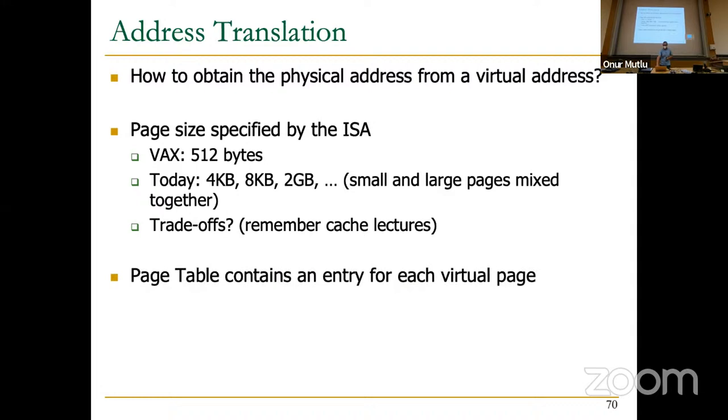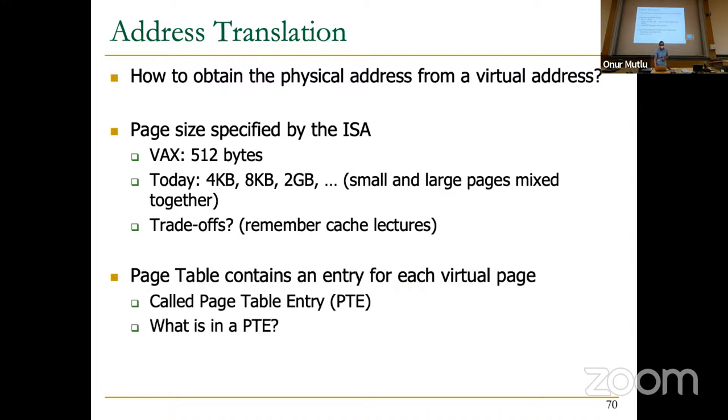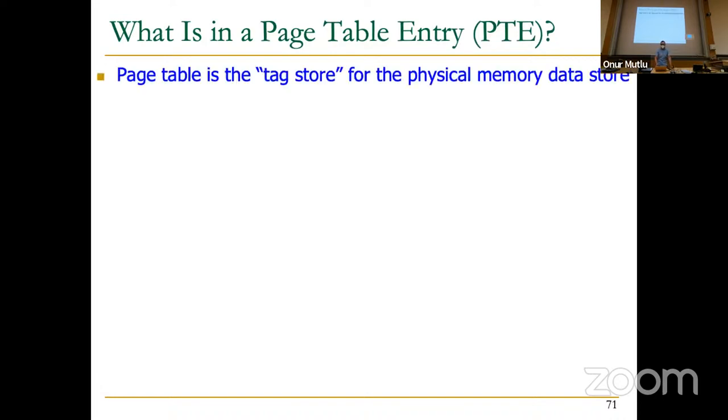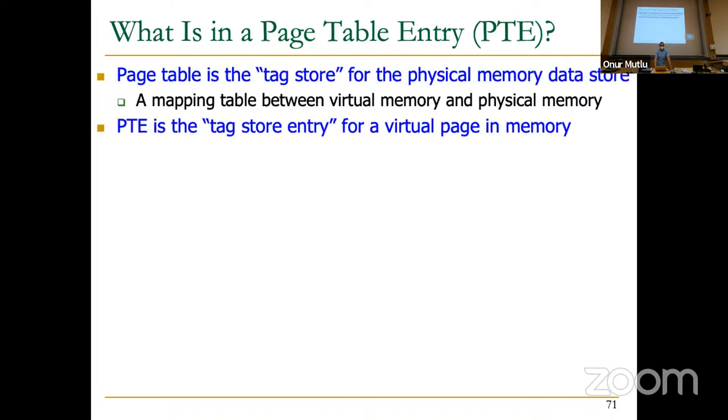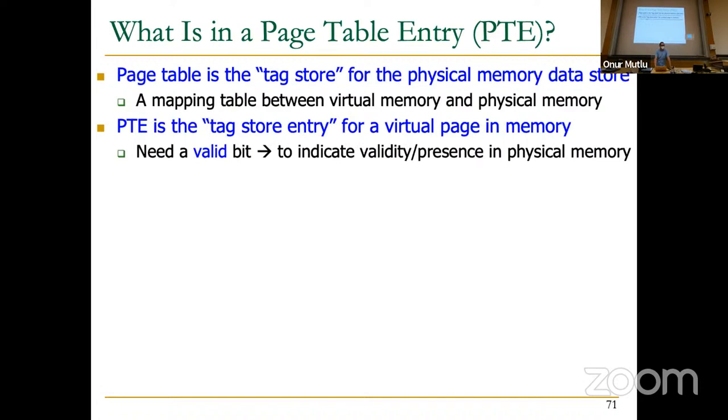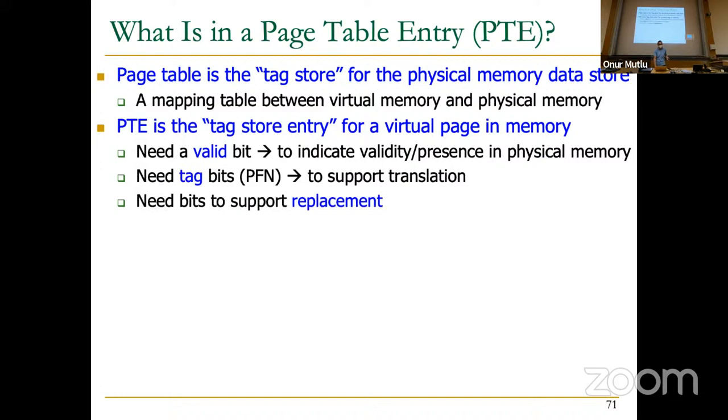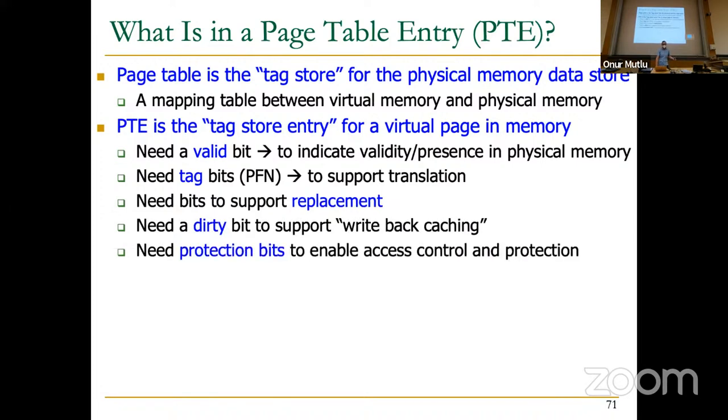Page table contains an entry for each virtual page, and this is called a PTE, as we discussed. What's in a PTE? Let's talk about that a little bit. We saw the valid bit, the physical page number, and the dirty bit, as I mentioned. But you can think of the page table as a tag store for the physical memory data store. There's a tag store entry. Need a valid bit, as we discussed. This indicates the presence or validity in physical memory. Need tag bits, the physical page number, or physical frame number. Need bits to support replacement. We're going to talk about that soon. Need a dirty bit to support write-back caching. Need protection bits to enable access control and protection.